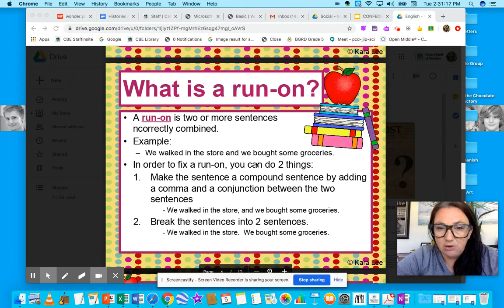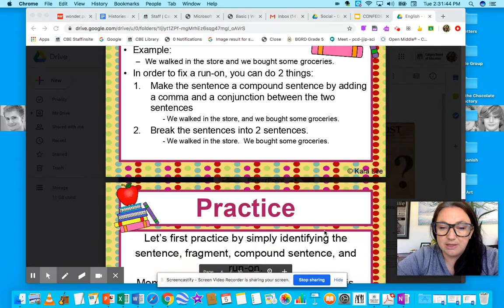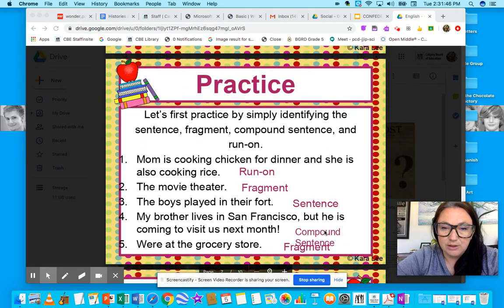So do you see how run-on sentences are sentences that just kind of go on and on and on, but they don't have the correct use of a comma or punctuation? So in order to fix them, you can add a comma and a conjunction, or break them into two separate sentences. So let's practice. Let's first practice by simply identifying the sentence, fragment, compound sentence, and run-on.